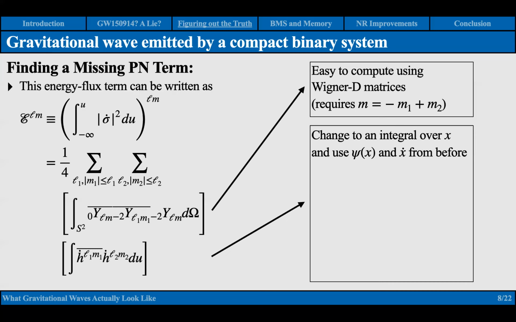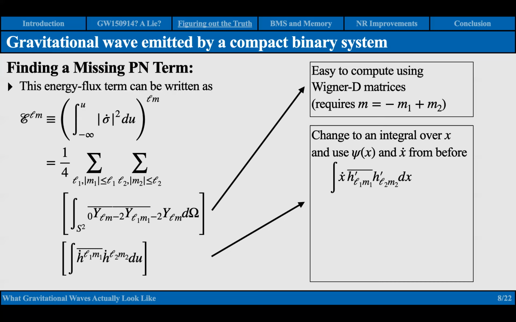This time integral, since our PN waveform is written in terms of this PN parameter x, really what we should do is we should change this integral to be an integral over x, change these time derivatives to be derivatives with respect to x, and use the phase and x dot information that we extracted before. So specifically, we can convert the time derivatives to derivatives with respect to x, which for each time derivative brings down an x dot. So we'll get two x dots from these, and then changing du to dx gives you an x dot inverse. So you end up with just one factor of x dot, which is here.